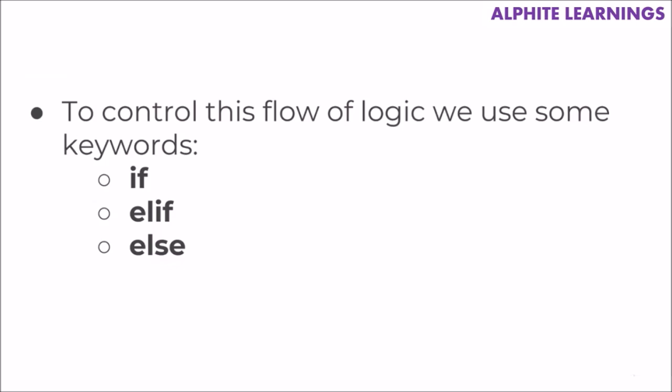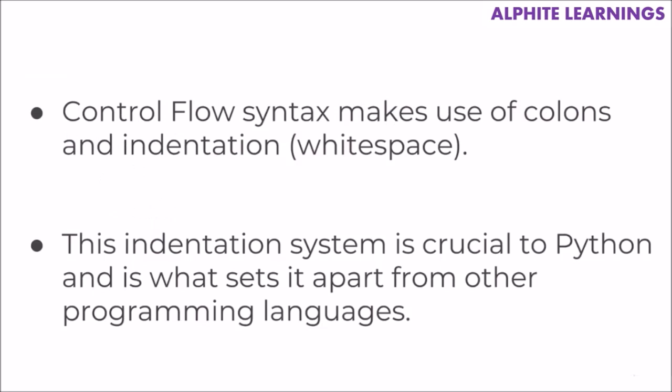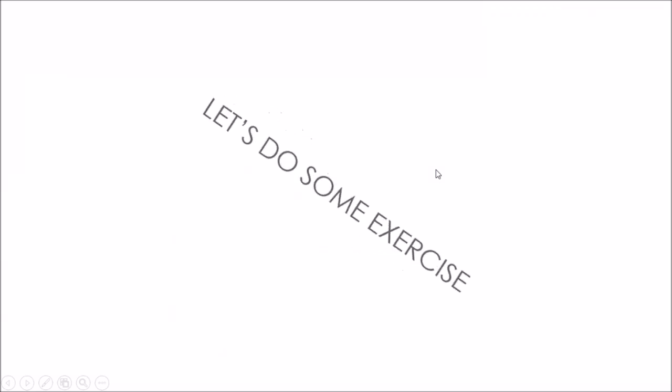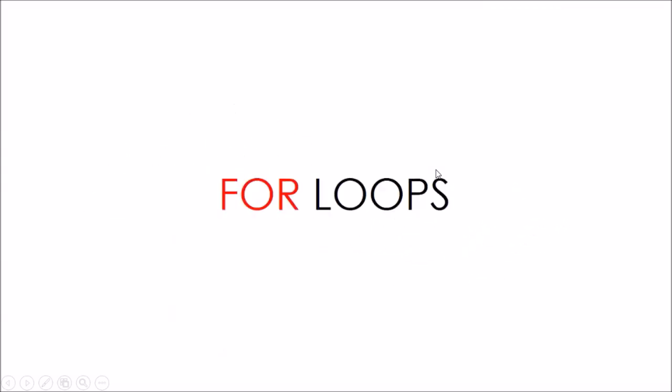So this will be my basic syntax for using if, else if, else statements. If my condition is this, execute this, or else if my condition is this, do this. If neither condition is met, else do this. So we saw some exercises and then we moved on to for loops.